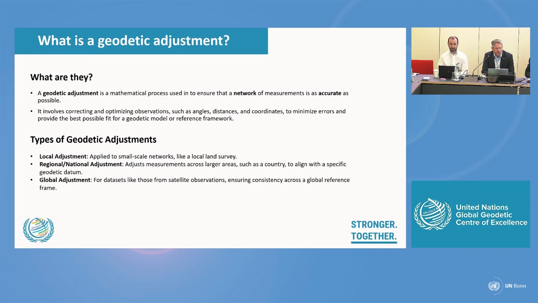So there's different types of geodetic adjustments. You can have a local adjustment. These are small-scale networks, like a local land survey. Or you can have regional or national adjustments where you're working across a larger area, such as a country, to try and align with a specific geodetic datum. And then there's global adjustments, like those that are done to produce ITRF from satellite observation data sets, where you're trying to ensure consistency across a global reference frame.